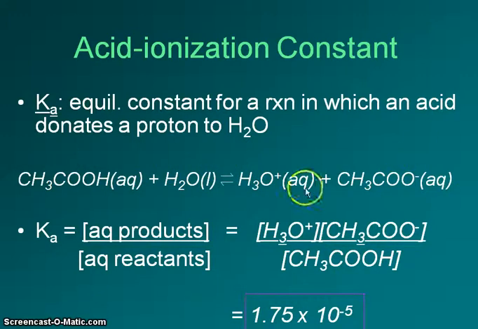And then if we were given these values, all of these concentrations, you would then be able to calculate your Ka value. Or maybe sometimes you'll be given Ka and two of the three variables, and you would solve for the third one.